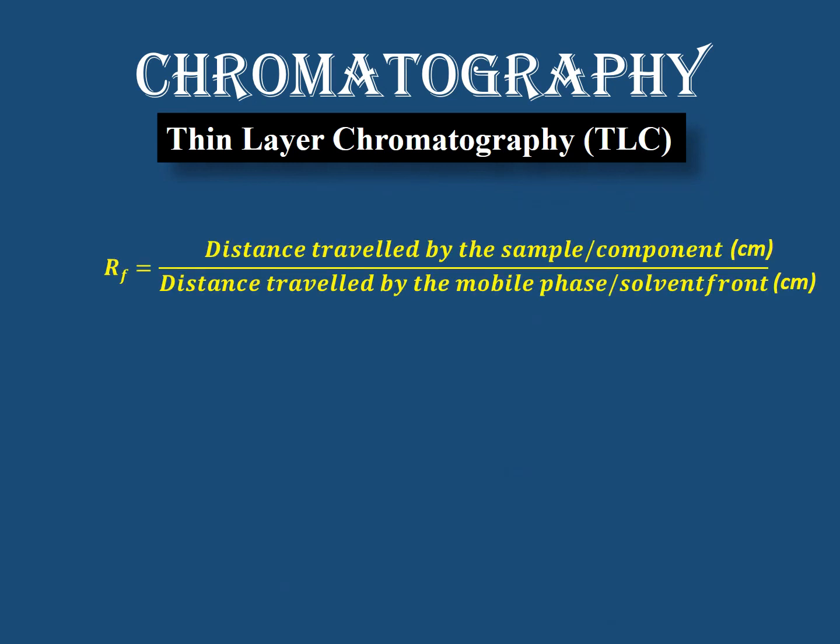Now let's see how you can calculate the RF values. As I told you earlier, it is the distance traveled by the sample or the component in centimeters divided by the distance traveled by the mobile phase or the solvent front. So you can actually measure the distances with the help of a ruler and you will get the RF values. And as you can see, it's a ratio between similar units, and that is why it is unitless.